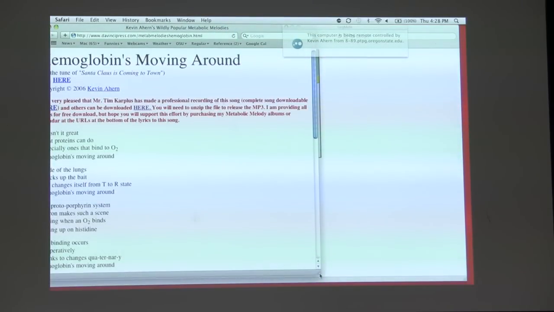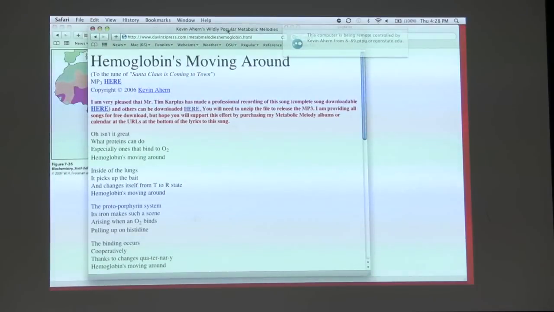Oh, isn't it great what proteins can do, especially ones that bind to... You can't see it. Oh, man. This stupid screen, it doesn't match up. Okay, let's try it again.